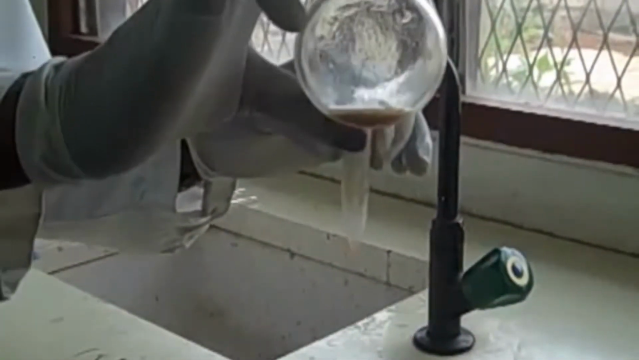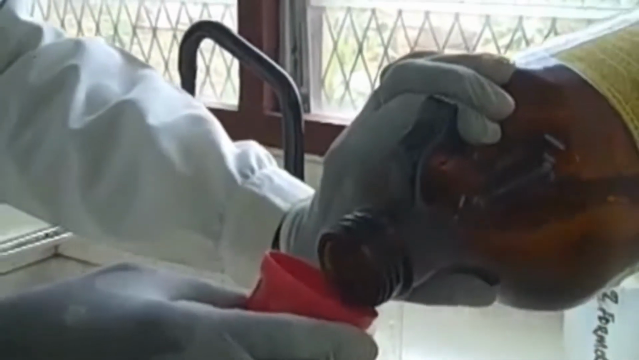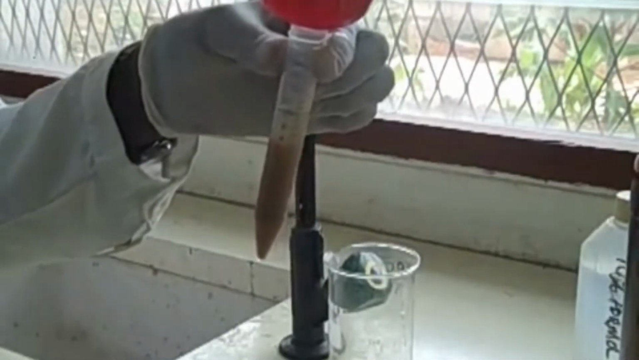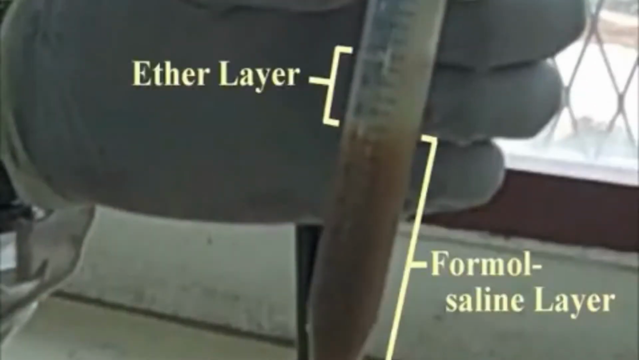Transfer 7 ml of stool filtrate into the 15 ml centrifuge tube. Rinse whatever is left in the beaker into the centrifuge tube. Add 3 ml of diethyl ether to the 7 ml of the stool filtrate in the 15 ml centrifuge tube, making a total of 10 ml. And you will see 2 layers, the ether layer and then the formal saline layer.